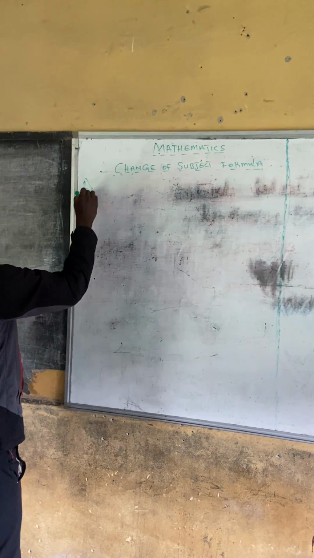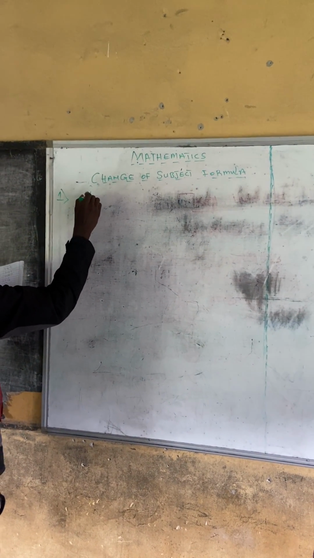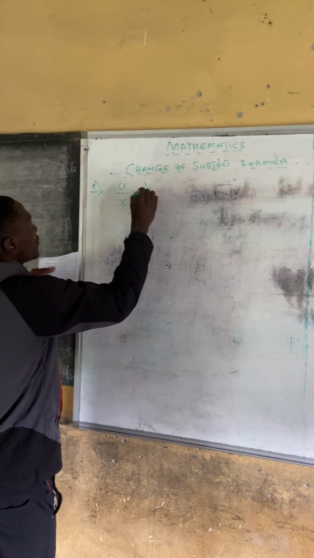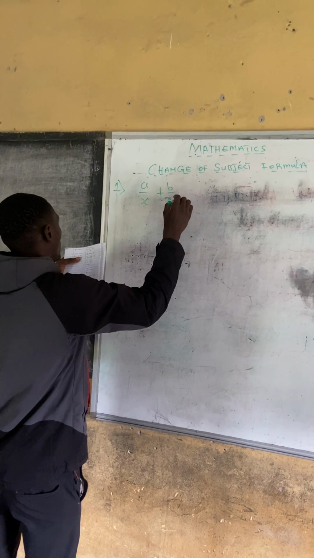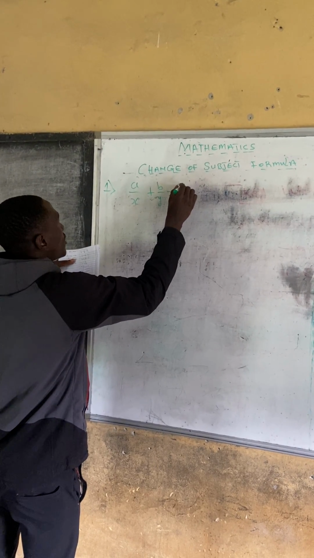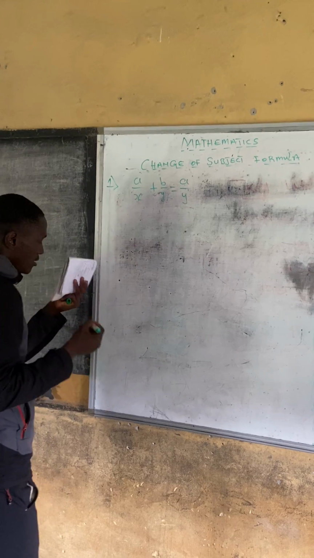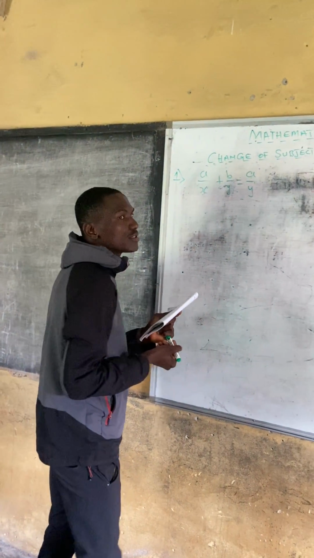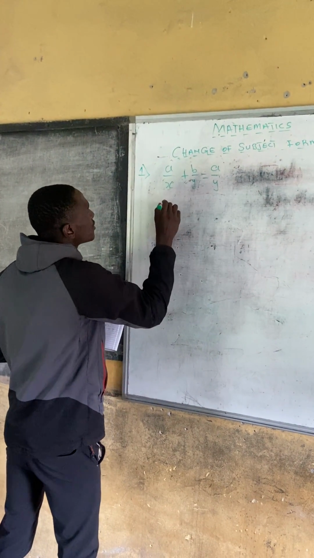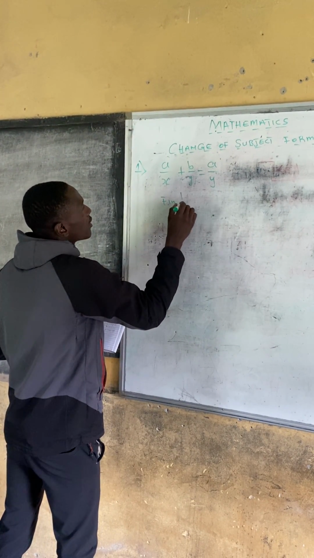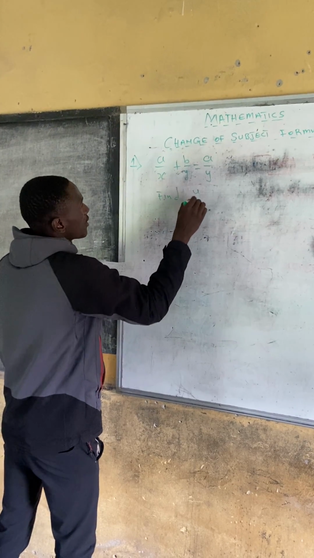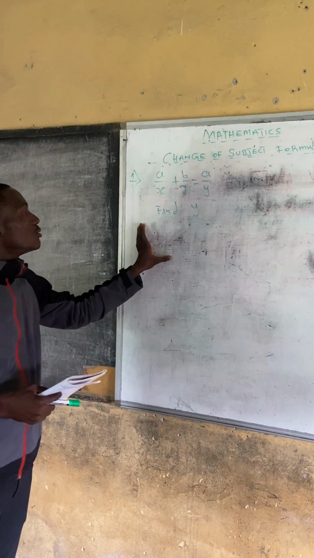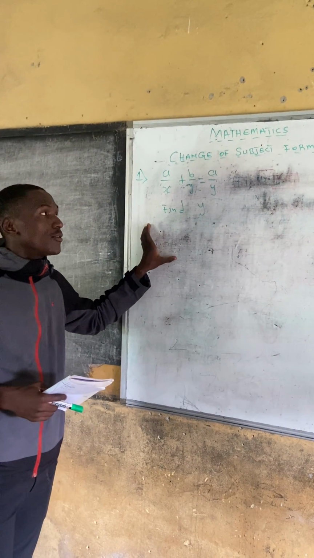Number 1: a over x plus b over y equals a over y. Now, what we are to look at is we are to find y. So this question is telling us that we should make y the subject of the formula.